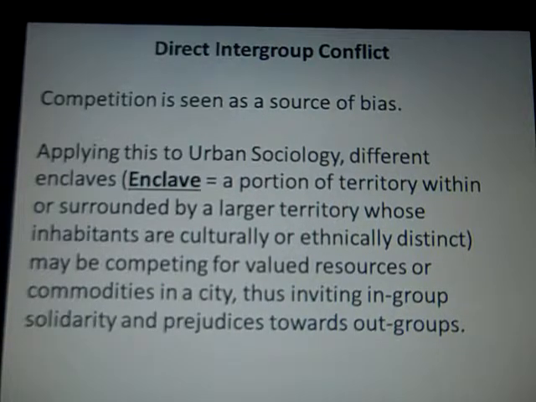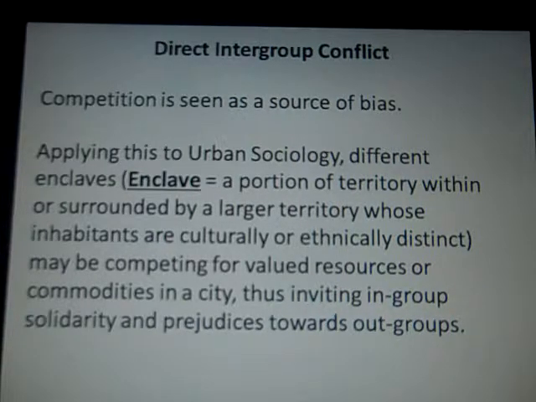Applying direct intergroup conflict to urban sociology, let's consider different enclaves. An enclave is a portion of territory within or surrounded by a larger territory whose inhabitants are culturally or ethnically distinct. Every major city has several enclaves. Like if you go to New York City, you have Little Italy, you have Little Russia, you have Little China. You have these little pockets of ethnic groups who maintain their homelands' or home countries' culture and values, norms, beliefs, etc. And they can compete with each other, like we just talked about, for resources and commodities within a city.